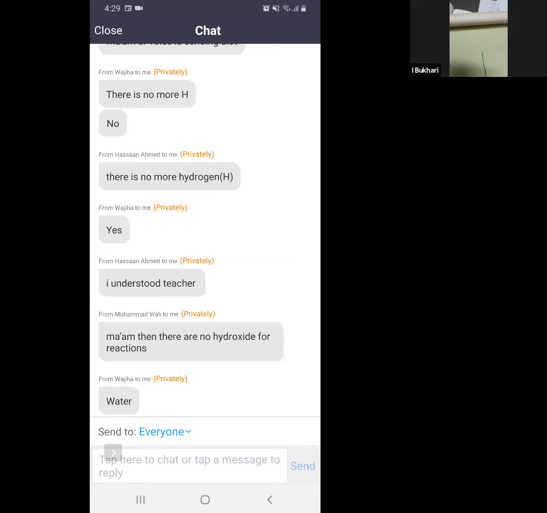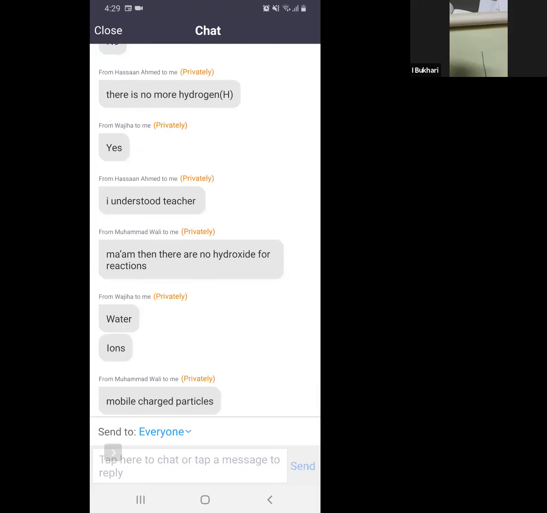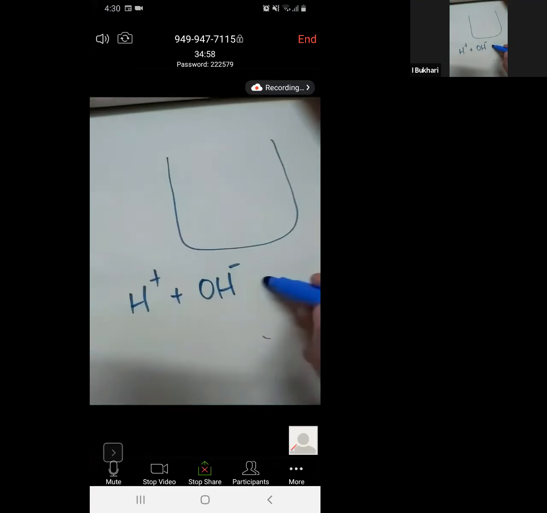Water is responsible for conductivity. Yes, mobile charged particles, moving charged particles. If the particles are moving but they are not charged, there will be no conduction. If they are charged but they are not moving, then also there will be no conduction. So for conductivity, you need mobile charged particles. Now, in this case, we are dealing with which ions? Hydrogen ions and hydroxide ions giving us water.